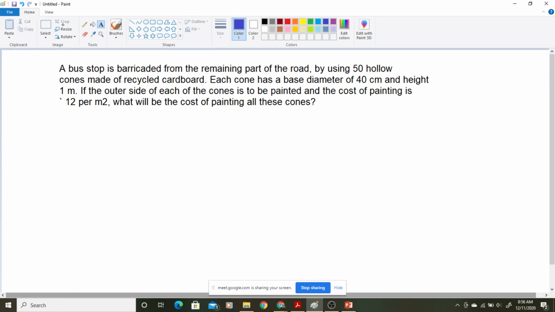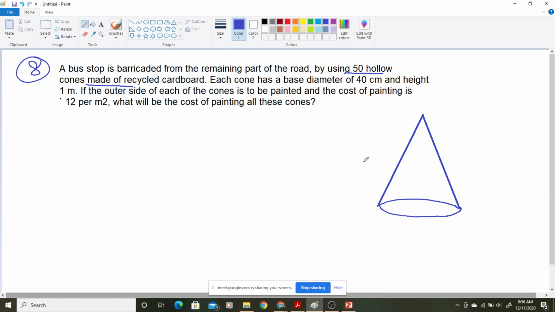Okay, so let us see this one. What is given in question number 8? A bus stop is barricaded from the remaining part of the road by using 50 hollow cones. देखो तुमने ना बस स्टॉप पे देखा भी होगा कई बार, on roads also you must have seen this kind of cones placed to avoid some kind of accident, some kind of traffic jams. These kinds of cones are placed by policemen, है ना. So these cones are placed by using 50 hollow cones. 50 hollow cones वहाँ पे रखे जाते हैं.